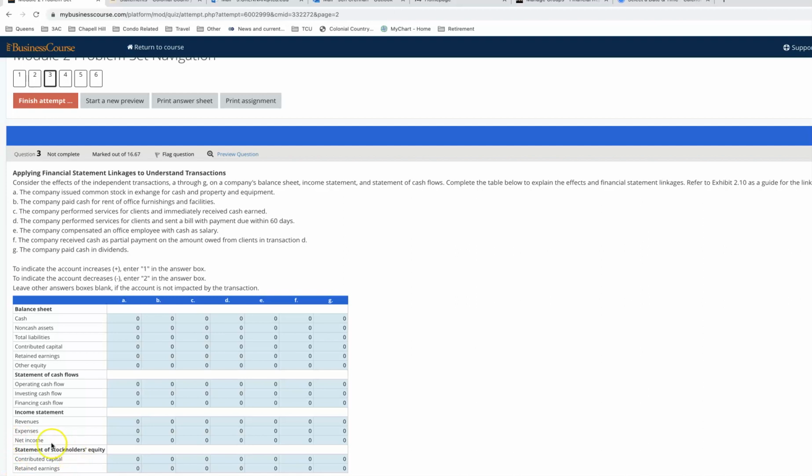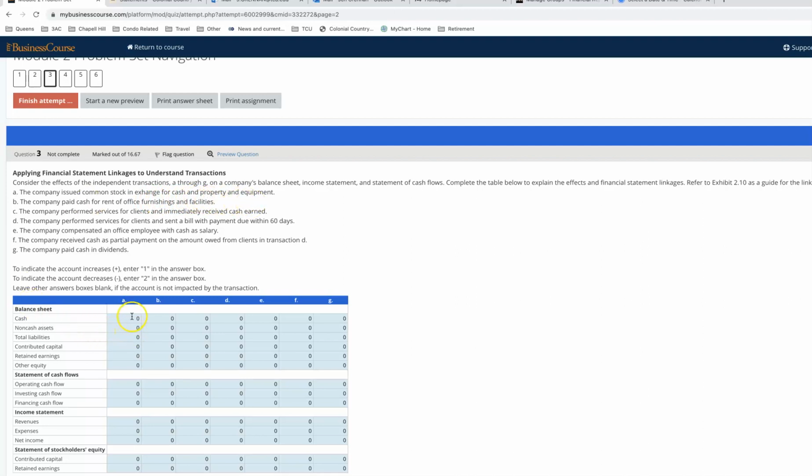And then the statement of stockholders' equity we didn't discuss. Hopefully you looked at it in the book, but it's telling the readers of the financial statements, hey, here's everything that changed inside our equity, our retained earnings and other equity on the balance sheet. So let's start with letter A. The company issued common stock in exchange for cash and property and equipment.